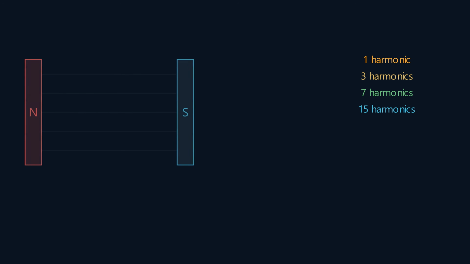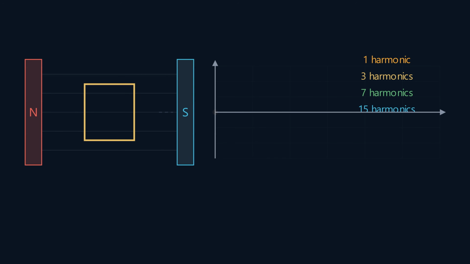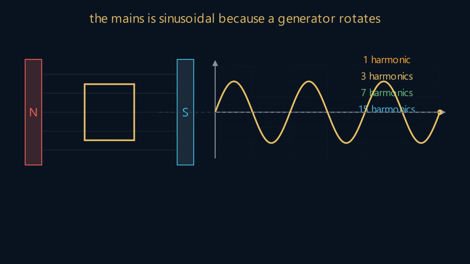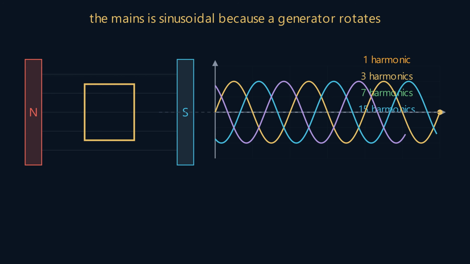Now the electricity in your wall. In a power station, a coil of wire spins inside a magnetic field. The voltage it produces depends on the angle of the coil, so the voltage it produces is, by definition, a sine wave. The mains is not sinusoidal by choice. It is sinusoidal because a generator is a thing that rotates.